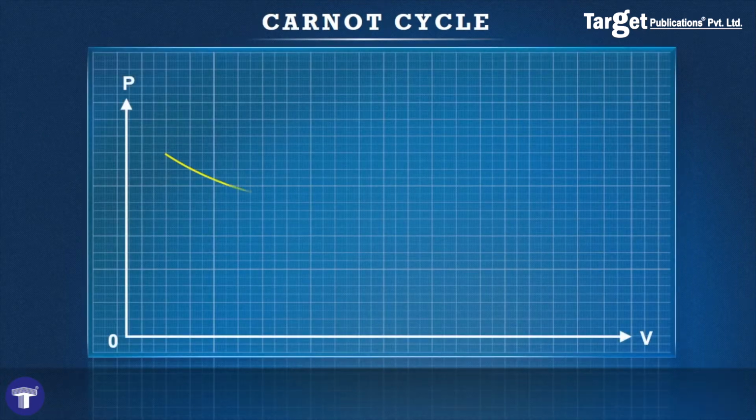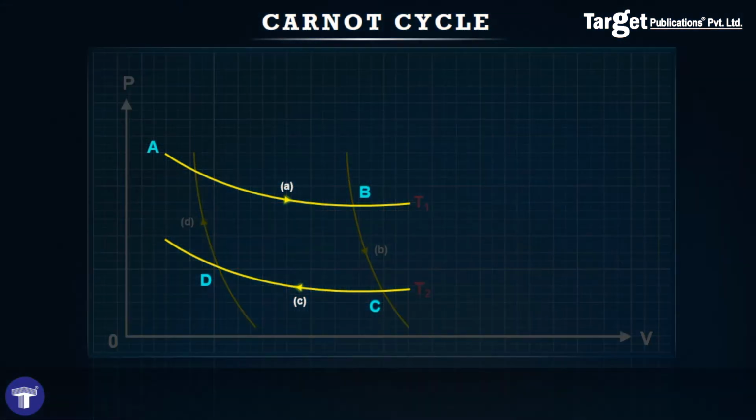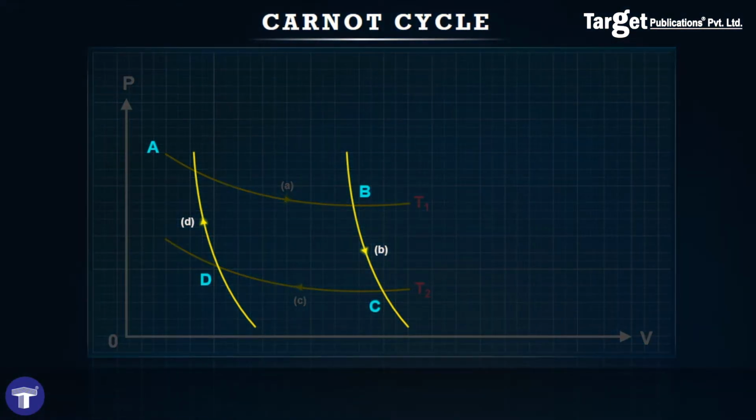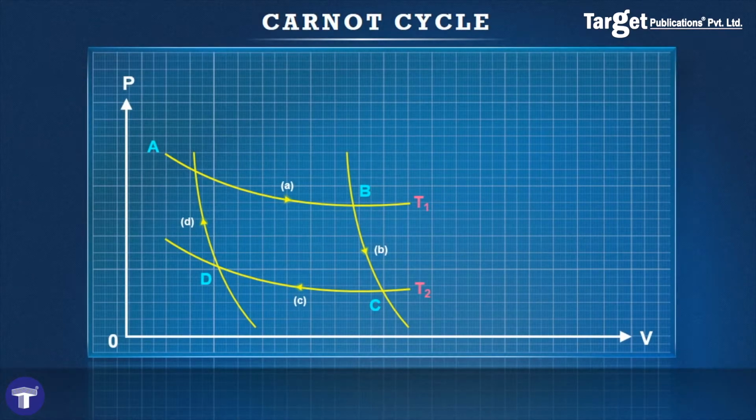The CARNOT cycle is a cyclic process which is made up of 4 stages. The system undergoes a process where it goes from A to B, B to C, C to D, and then back to A. A CARNOT cycle consists of 2 isotherms and 2 adiabats, and together we get the CARNOT cycle, which gives the maximum possible efficiency of a heat engine. So a CARNOT engine has the highest efficiency for a given temperature range.